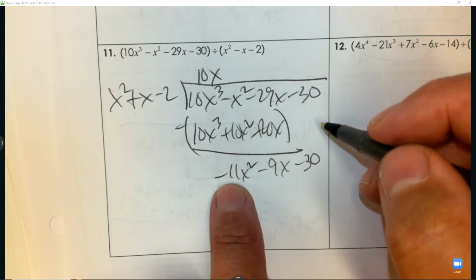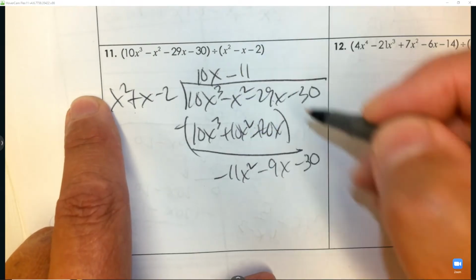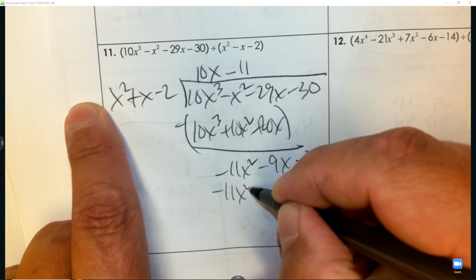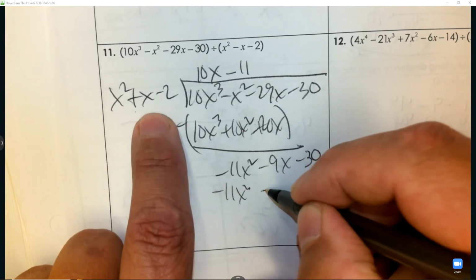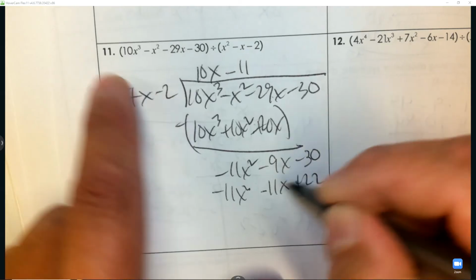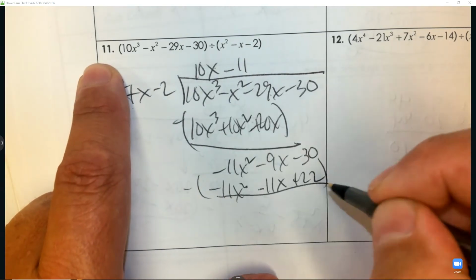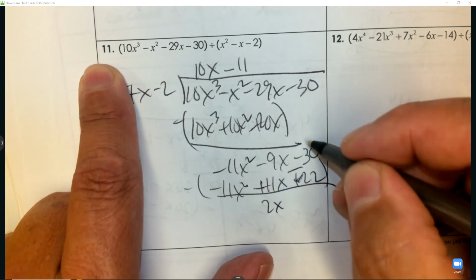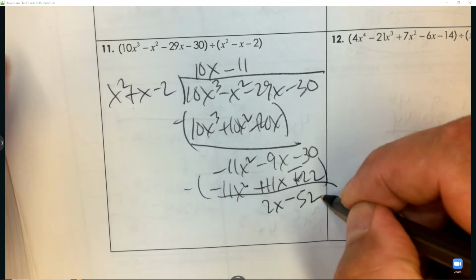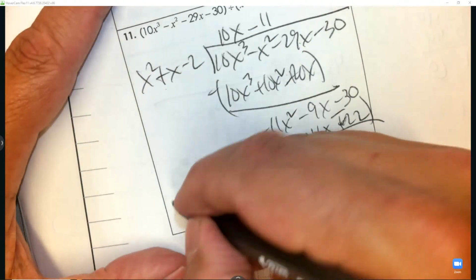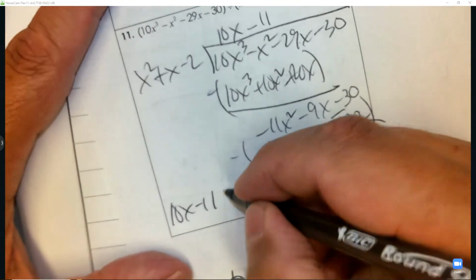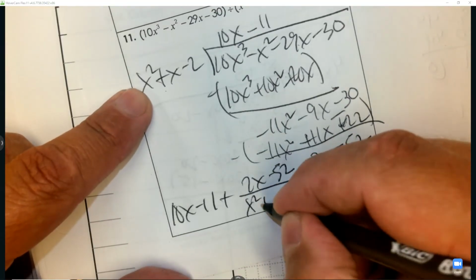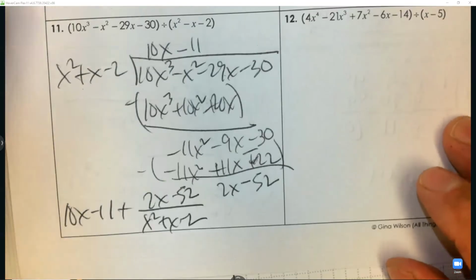Again, we're going to divide. Negative 11 divided by 1. No x's, they cross out. So negative 11x squared minus 11x plus 22. Subtract, and the remainder is, that's adding, this is subtracting, 2x minus 52. So my answer is 10x minus 11. And then that's my numerator, 2x minus 52 over x squared plus x minus 6.